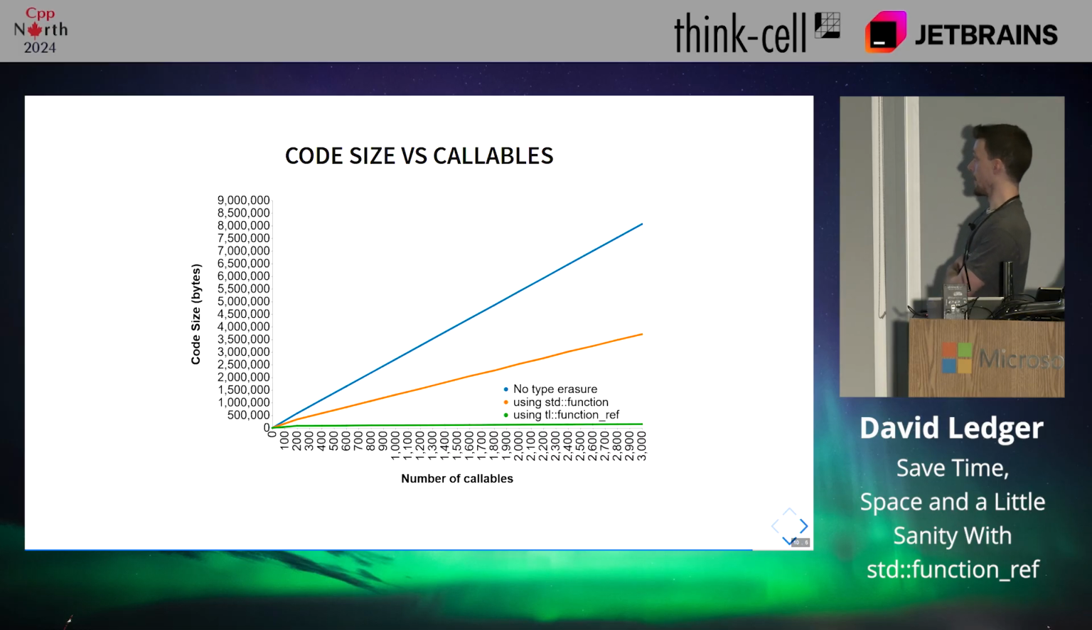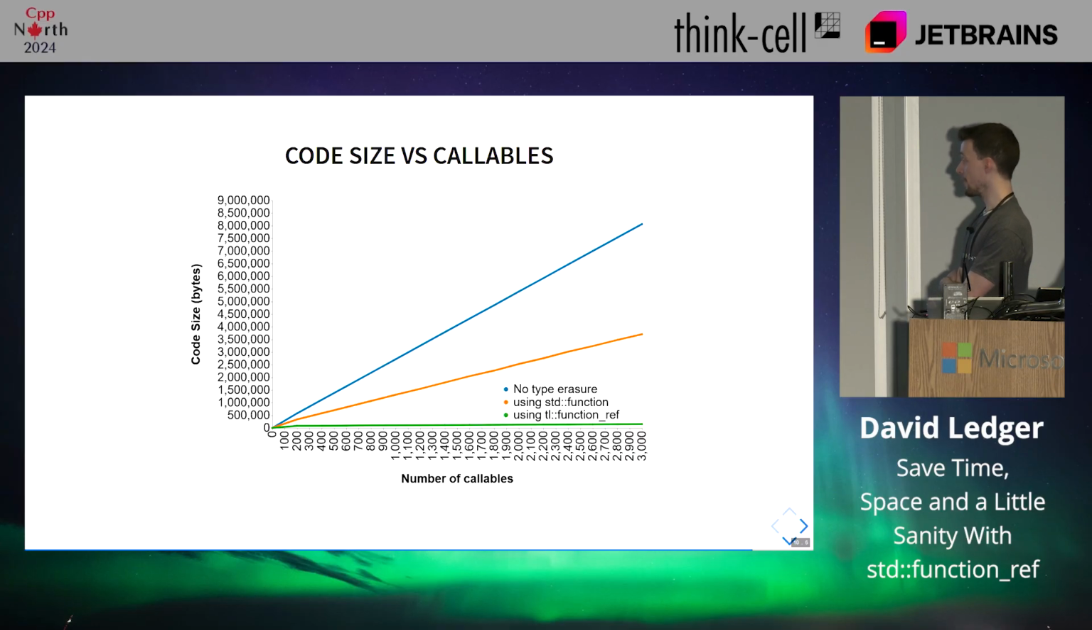The overhead of std::function scales better than no type erasure. So you actually may get a code size advantage by using extra code from the standard library. But it's still significantly more. It has to deal with things like small function optimization, and these extra facilities of std::function result in a poorer code size scaling.